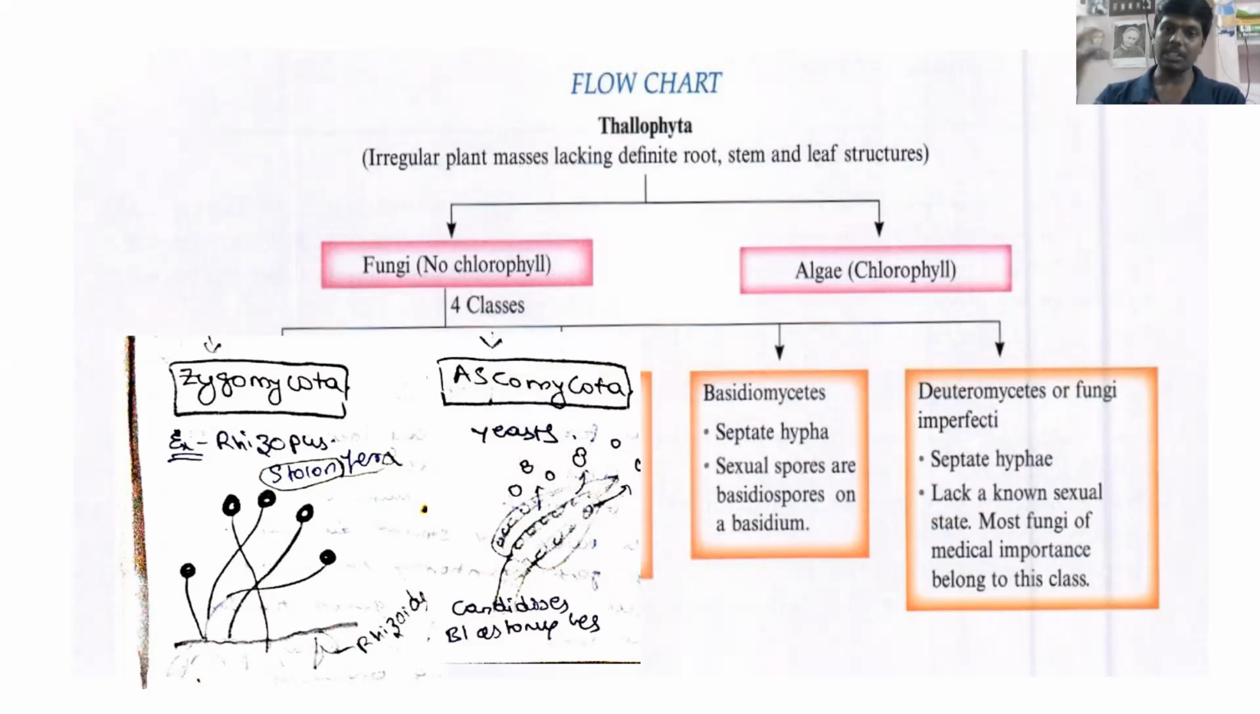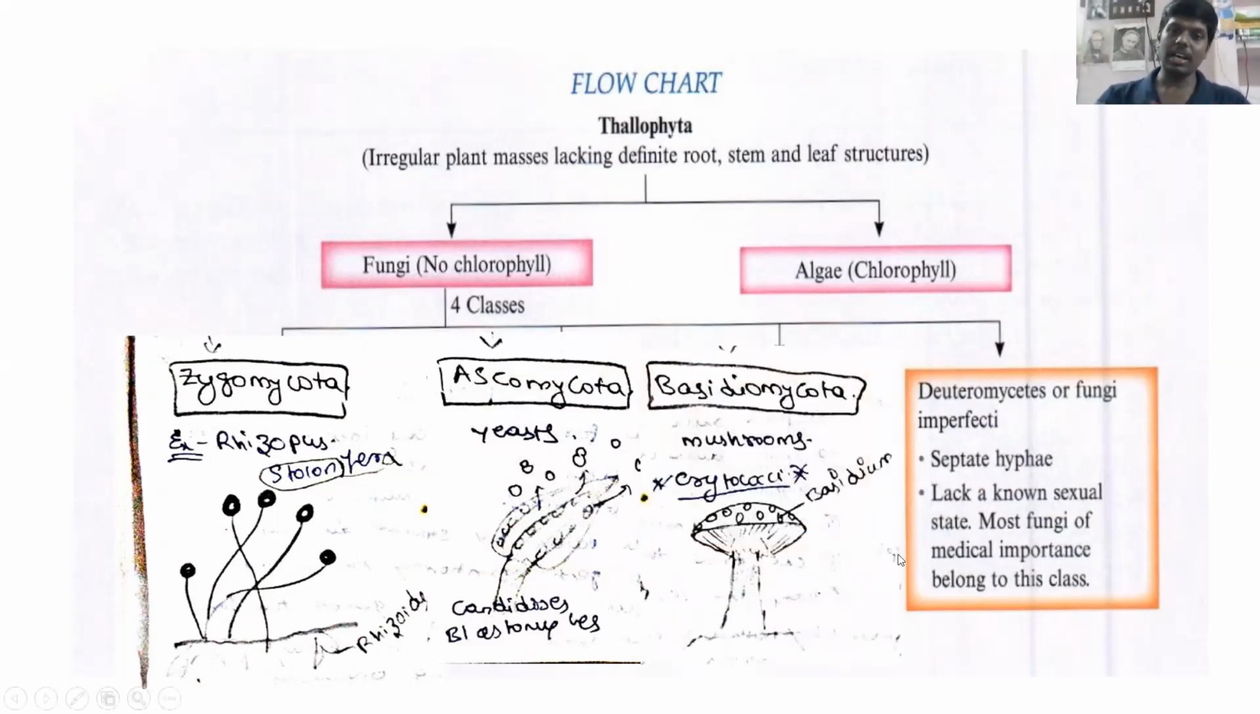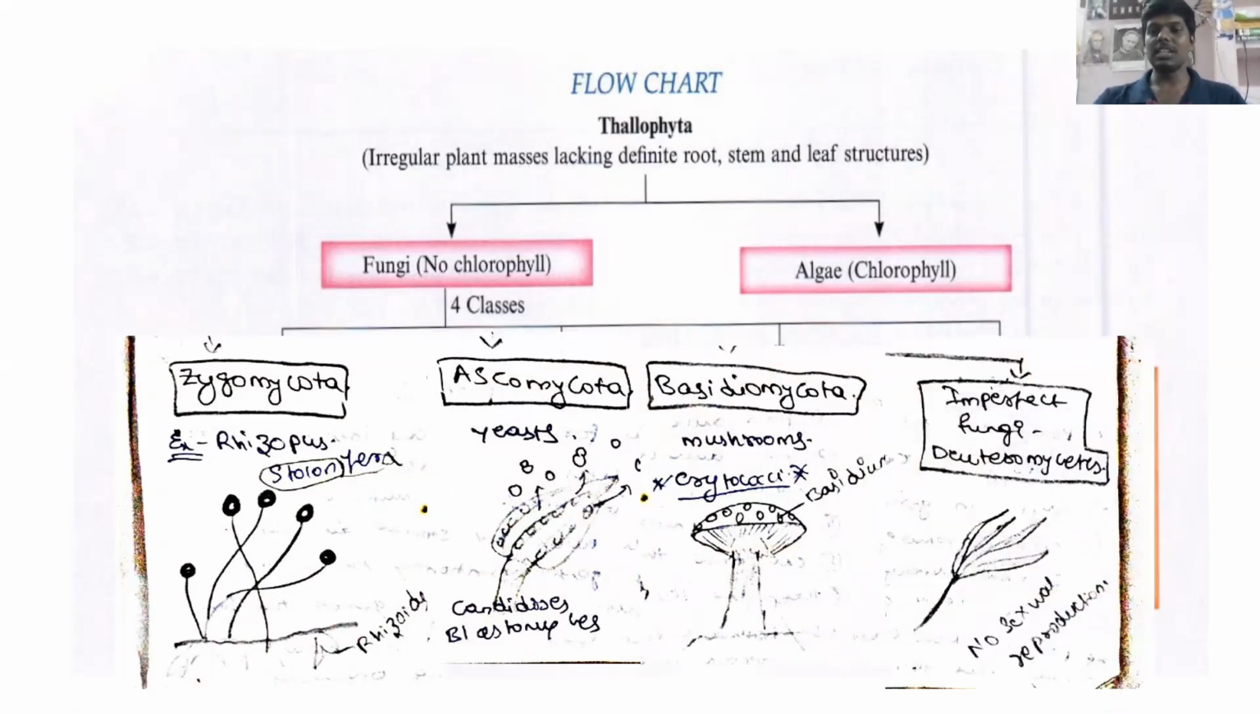Then you have Basidiomycota. In Basidiomycota you have an umbrella-like structure, so they are called Basidiomycota. The mushroom is the best example for Basidiomycota. Mushroom obviously is a fungus, keep that in mind. Then your Deuteromycetes contain these structures. They are imperfect; they don't have proper symmetry. So they are your Deuteromycetes.